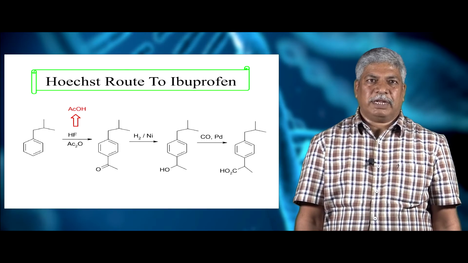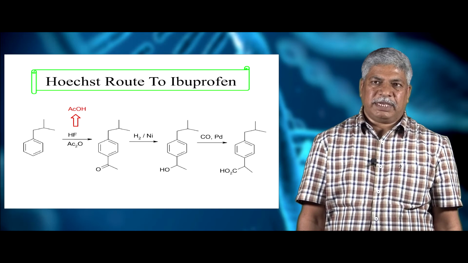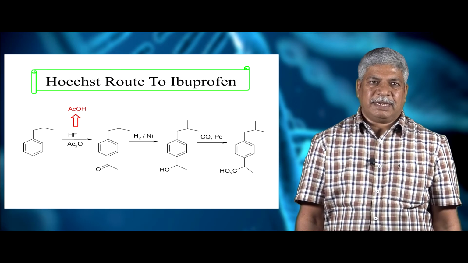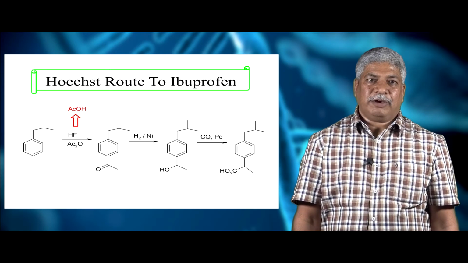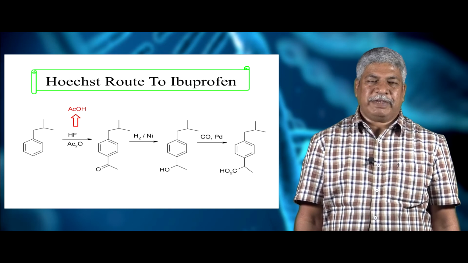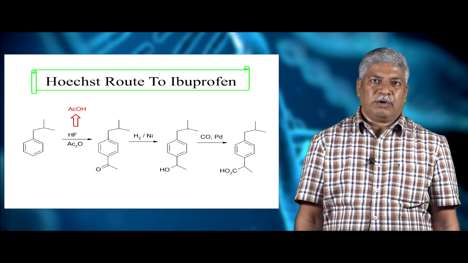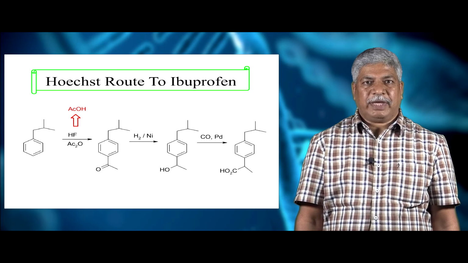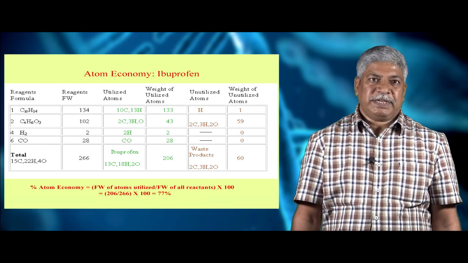If we take the second route, that is the closest route for the synthesis of brufen, here also we are taking the same isobutyl benzene as the starting material, and it gets acylated in presence of hydrogen fluoride and acetic anhydride. It differs from the earlier method in that here we are using hydrogen fluoride, and in the previous method we used aluminum trichloride. Here the waste product is only acetic acid. Then it is catalytically reduced in presence of hydrogen and nickel to the corresponding secondary alcohol, which further undergoes a catalytic reaction with carbon monoxide in presence of palladium to form the brufen. So in this process the waste is less.